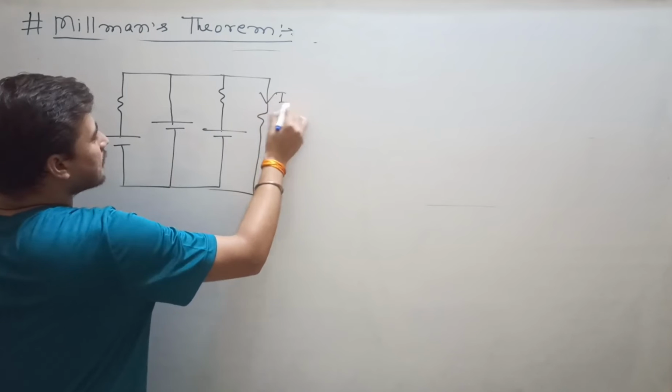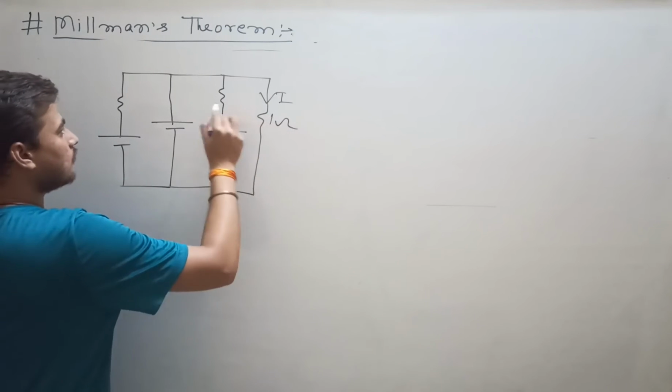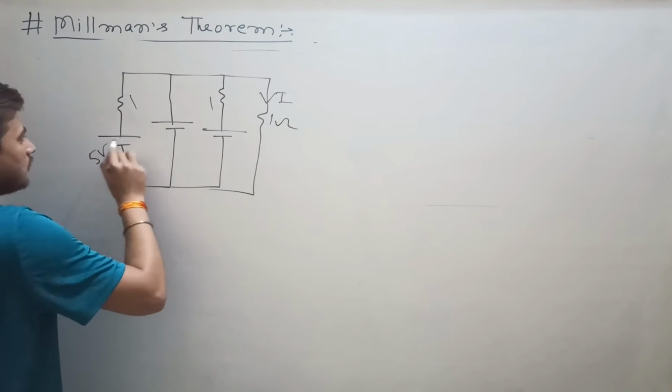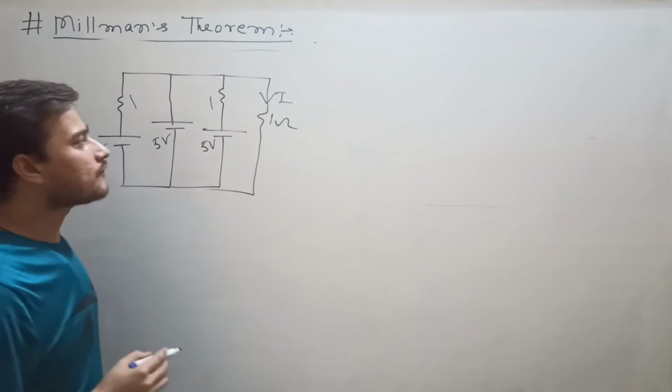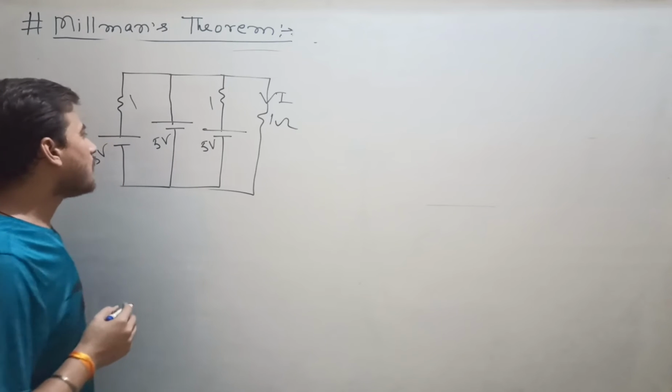You are having a circuit like this one. 1 ohm, 5 volt, 5 volt. This is also 5 volt. You have to find this current I. So now what will you do?